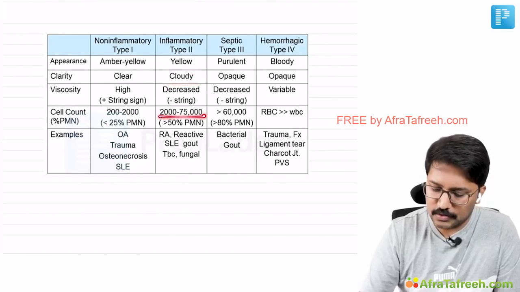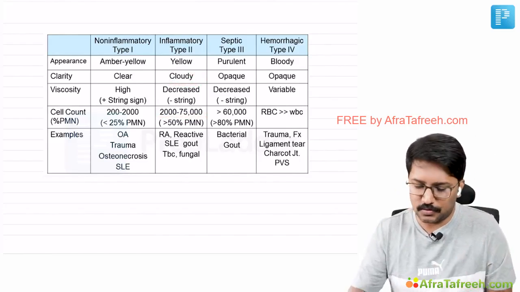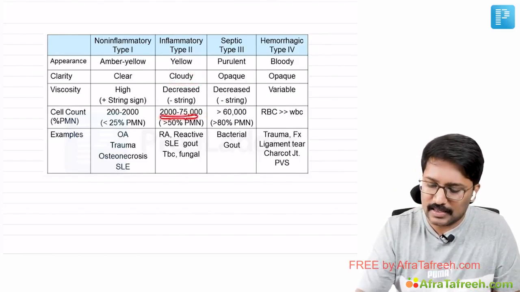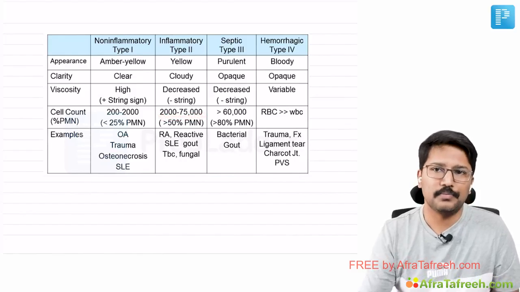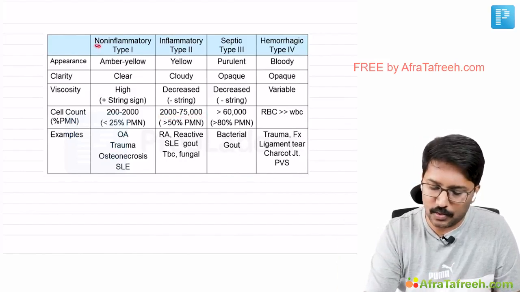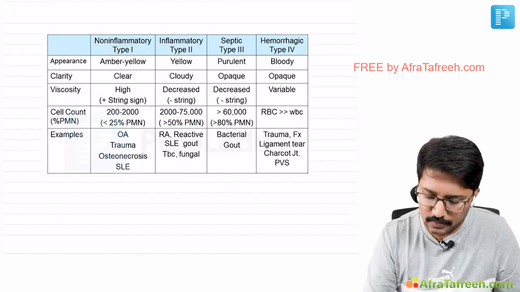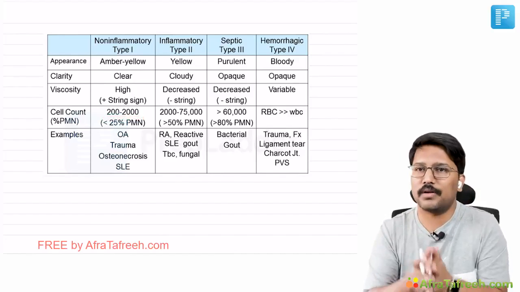Okay, but when you look at the cells, you will see 2000 to 75,000. The cells can be elevated here also, but it is usually not as high as you see in patients with septic arthritis. 50% plus will be polymorphonuclear cells. And when you compare it to the non-inflammatory type 1 synovial fluid picture, the cell count is usually less than 2000. So this 2000 is our bar here.